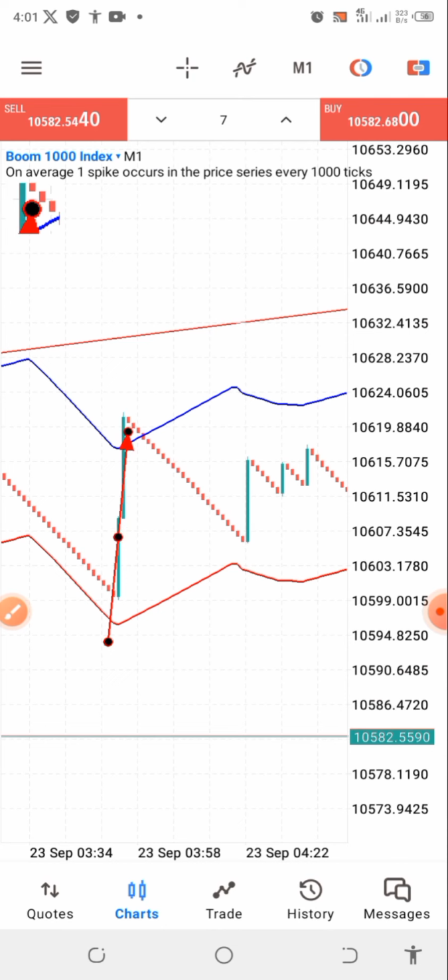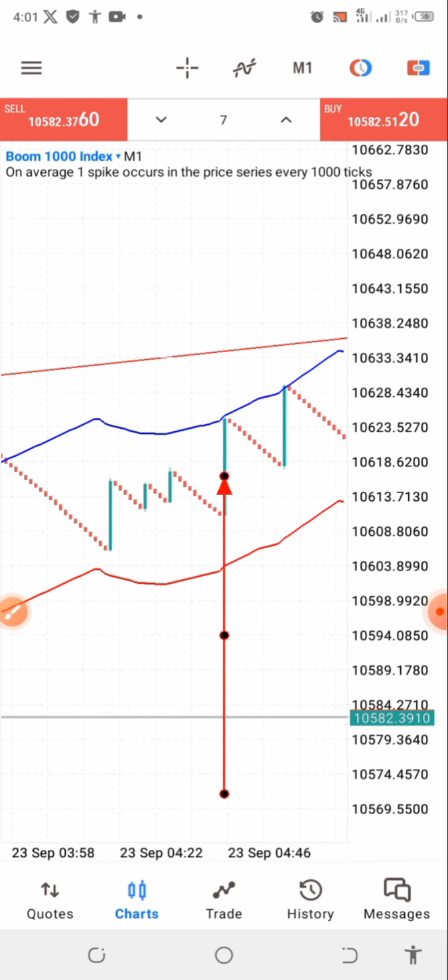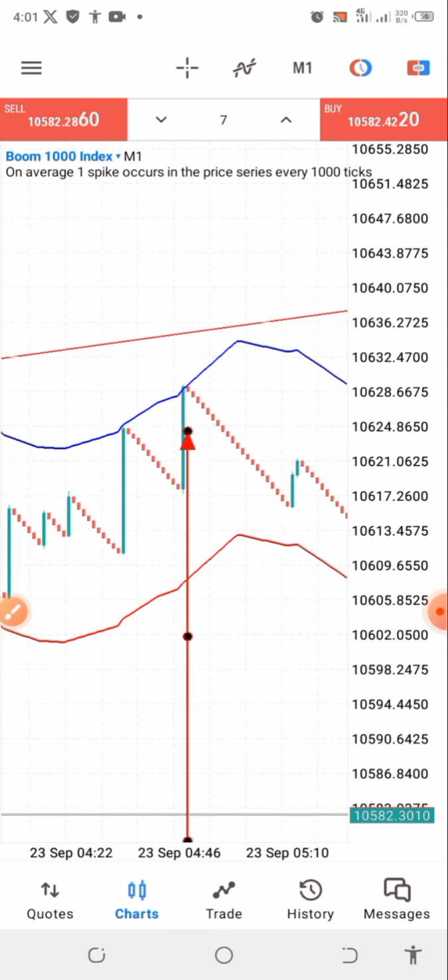You can see what's happening right there. We're expecting a spike to touch the blue line. When it touches, we are expecting the price to come back to this blue line. And when you see a candle closing below the blue line, that's when you are going to go for a trade. Have you guys understood what I'm saying? That's when you're going to go for a trade.